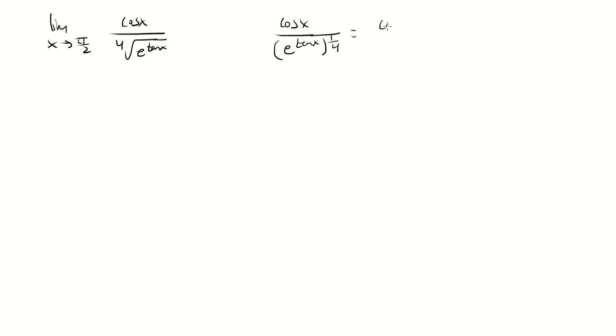Let's find the limit as x approaches pi over 2 of cosine over the fourth root of e to the tangent x. Now, I'm going to rewrite this. The fourth root of e to the tangent is the same thing as e to the tangent raised to the 1/4 power, which is cosine over e to the tangent over 4. And when we bring it up, you get the same thing, but now the exponent is a negative.